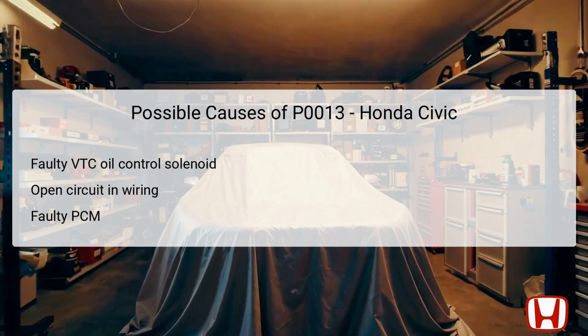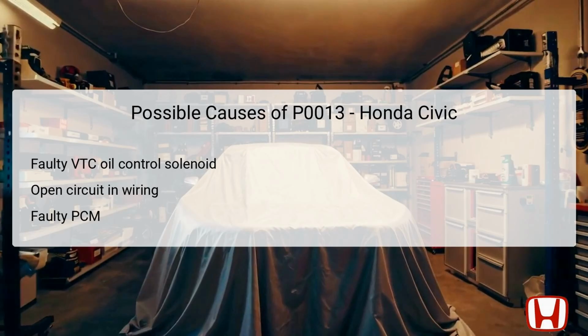There are several possible causes for the DTC P0013 condition. First, a faulty VTC oil control solenoid itself can lead to the abnormal current readings that trigger this error code. Component failure can arise from age, wear, or contamination of oil, which directly affects the solenoid's operation. Second, an open circuit in the wiring that connects to the VTC system can disrupt the pathway, leading to incorrect readings or a failure to energize the solenoid properly.